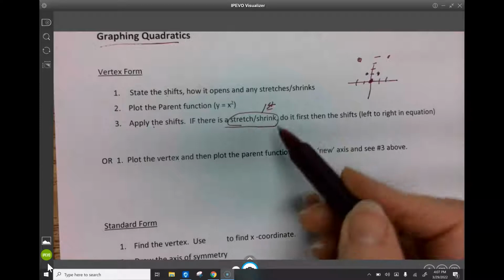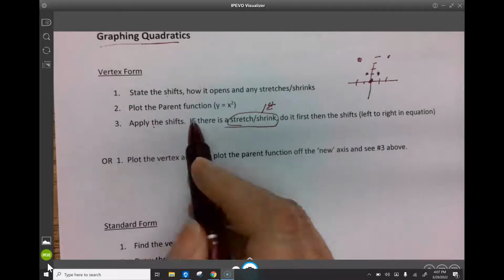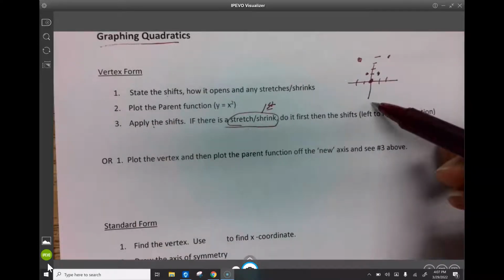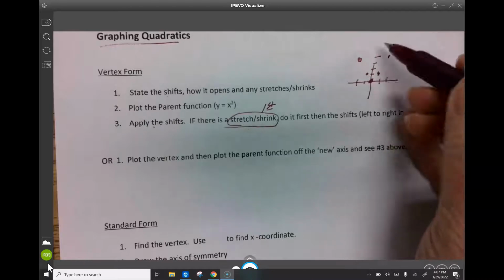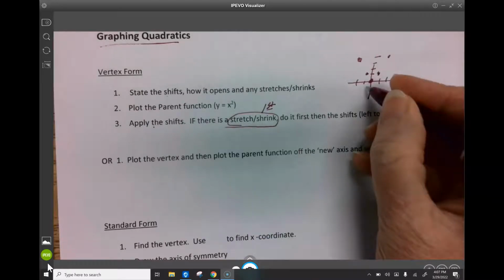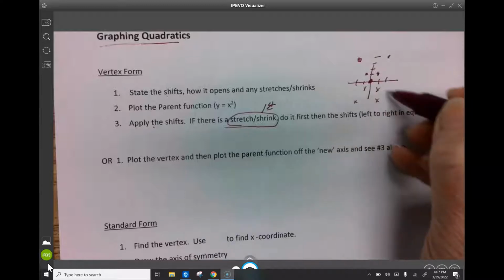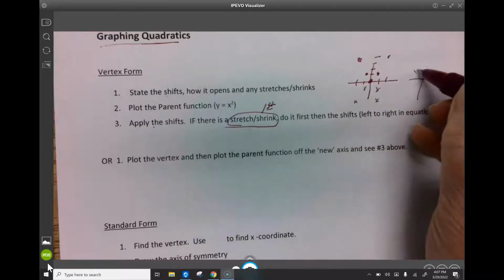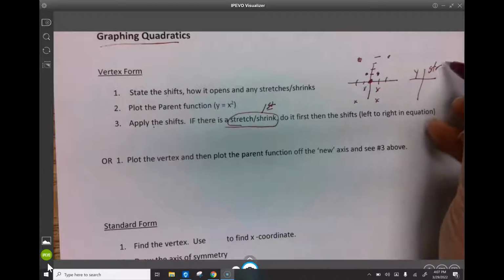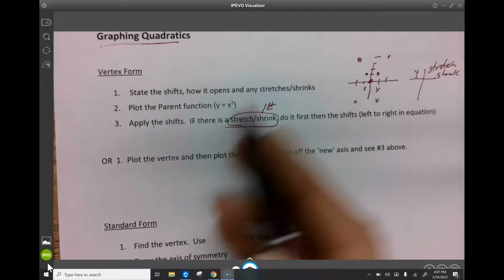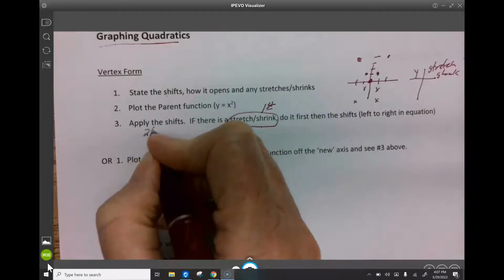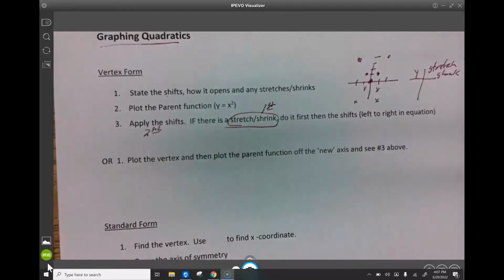So first go through and do the stretches and shrinks. Okay, now sometimes you'll flip it first. So if a is negative, you might flip the graph over. You might flip it down here and put the parent function down here, and then stretch it from there. It's always helpful to make the y values and then state the stretch or the shrink so that you can see what your y values will become, and then do the shift. So do this first and then apply it. So that's how you graph. That's just a quick reminder on how you do vertex form.